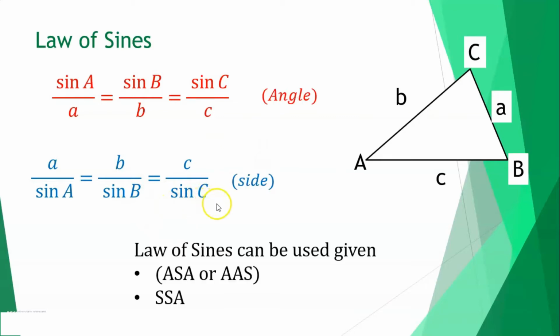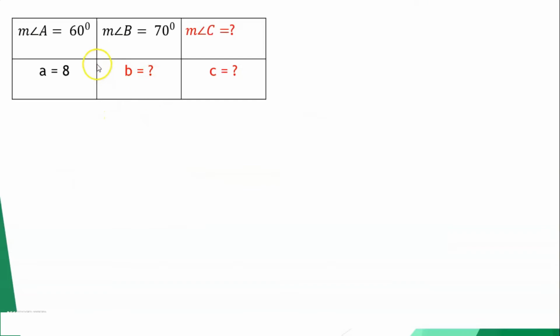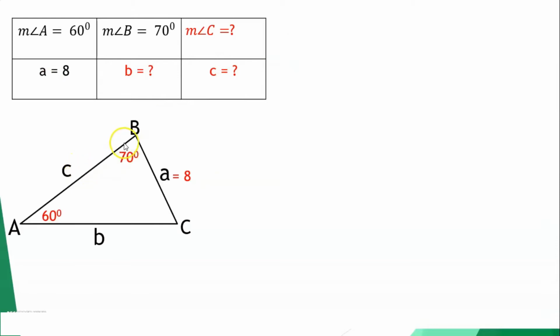Now the law of sines can be used if the given are ASA or AAS, or it could be side-side-angle. So let's have an example. Given this triangle, the measure of angle A is 60 degrees, the measure of angle B is 70 degrees, and side a is 8. So find the rest of the missing properties of the triangle. Sketching this, we will get this. Again, angle A is 60, B is 70, and a is 8.